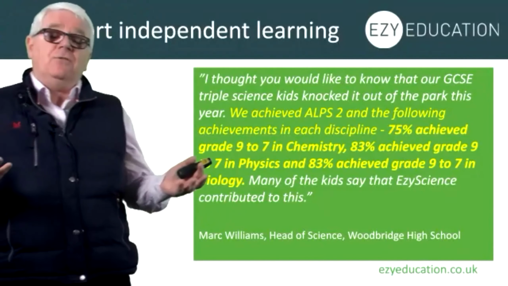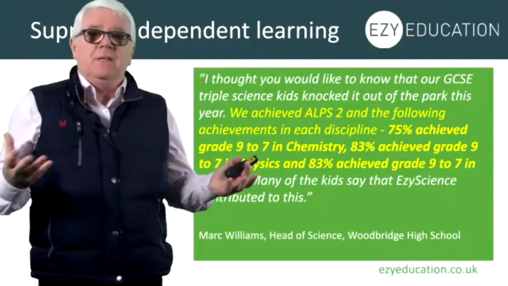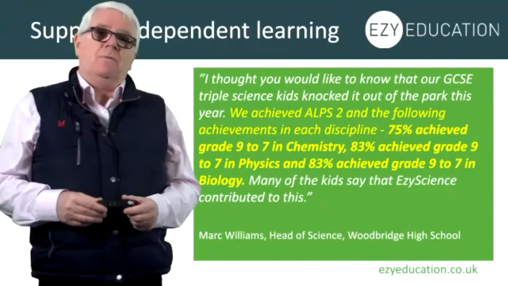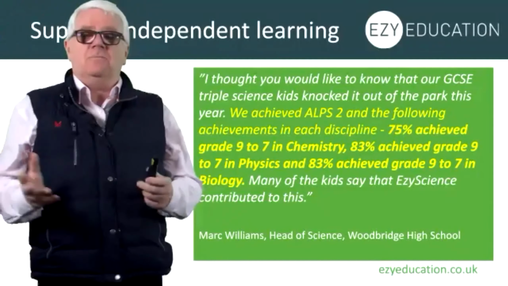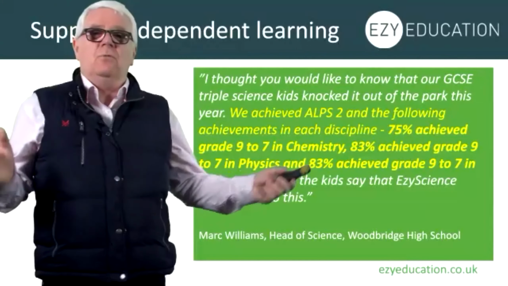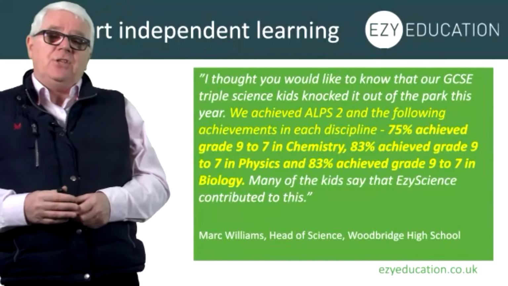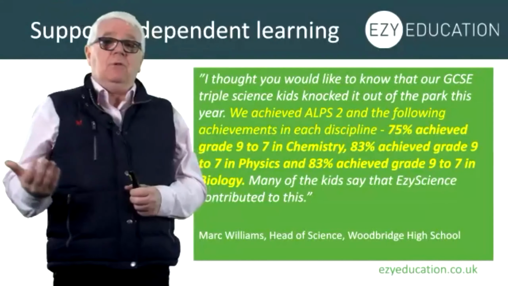In the UK, they've got a system called ALPS. If you're ALPS 1, you're in the top 5% of schools. ALPS 2 is the top 10%, and it goes all the way down to ALPS 10. So ALPS 2 is a good outcome.